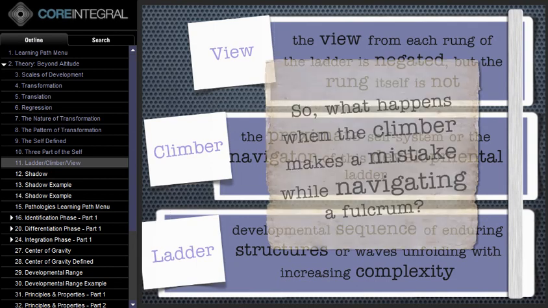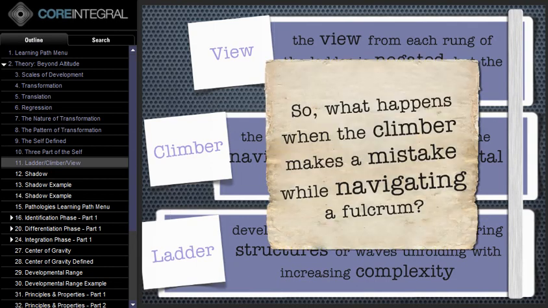So, what happens when the climber makes a mistake while navigating a fulcrum? What happens if he or she slips on a rung of the developmental ladder? The result, as you'll see next, is a little thing called shadow.